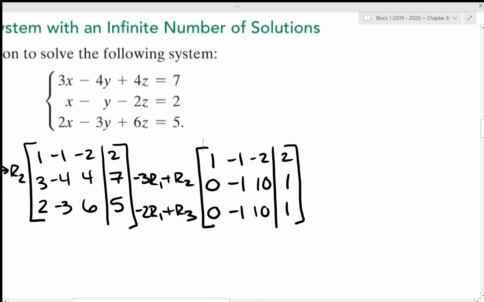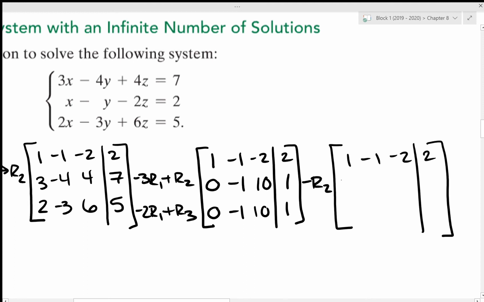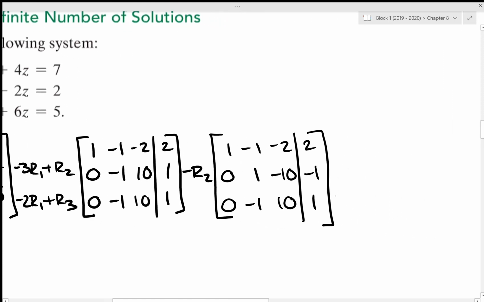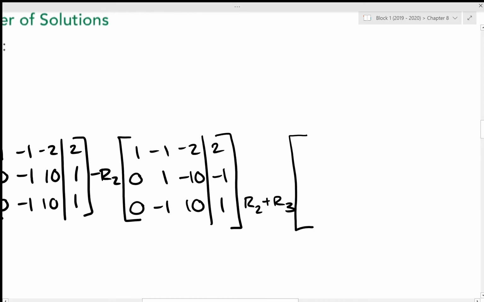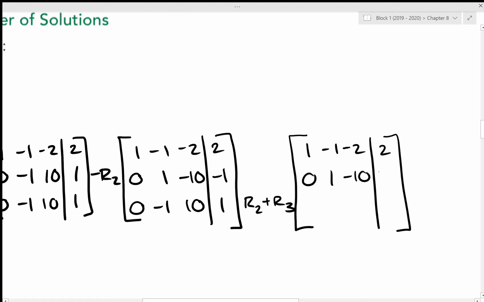Well, first I'm going to make a negative row 2. So 1, negative 2, line 2, because I would rather a positive 1 in that row 2 spot. So it's 0, 1, negative 10, negative 1. And then what I'm going to do from here is make a 0 below by doing row 2 plus row 3, because they already match with the opposite signs. And I'm going to get everything in that last row to be a 0.